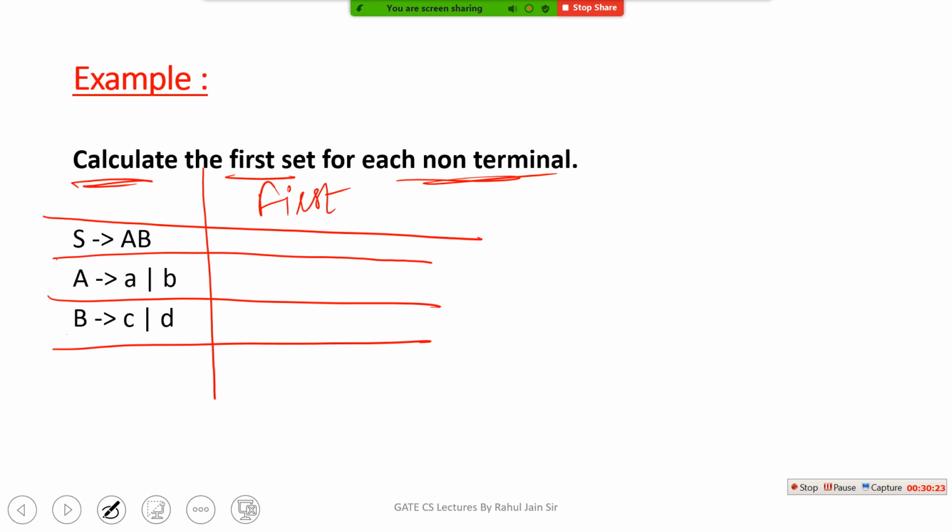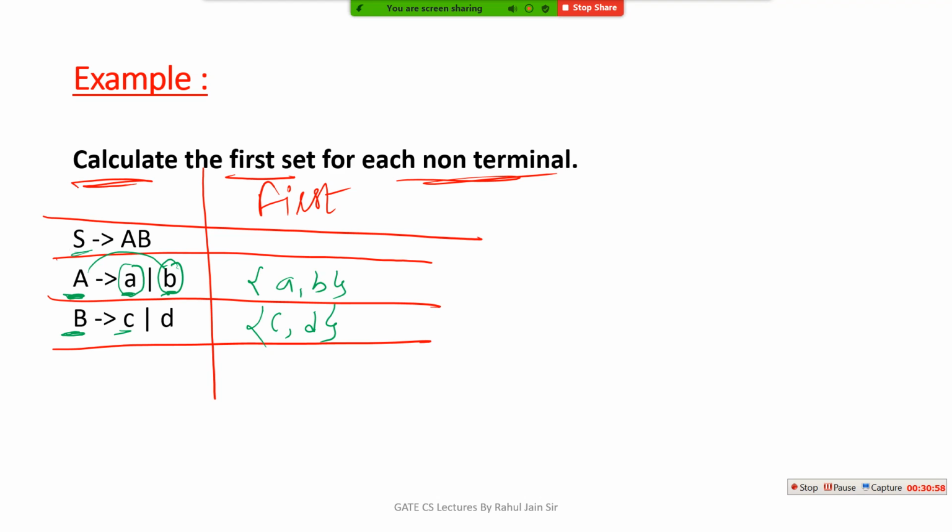Okay, so what is first of B? First of B is the set of all terminals which are in the front position. So first of B is C and D. What is first of A? First of A is a and b, because both are terminals. You can take the transition A derives a, as well as A derives b, so both can be in the first position. That is why first of A would be {a, b} and first of B would be {c, d}.